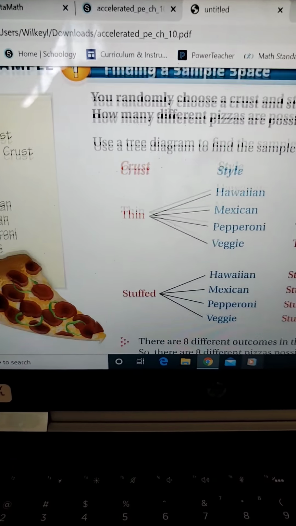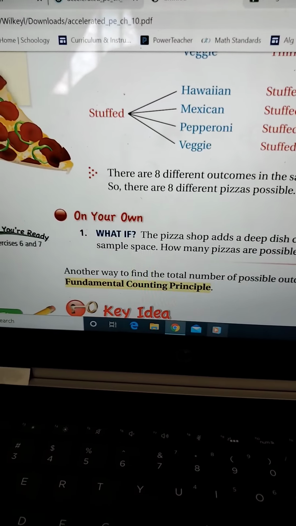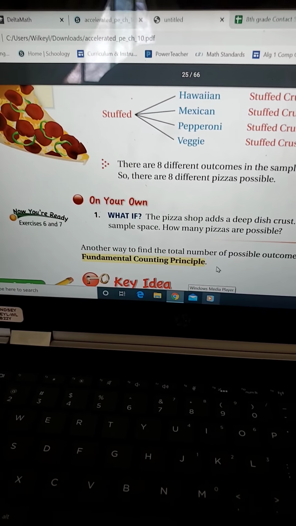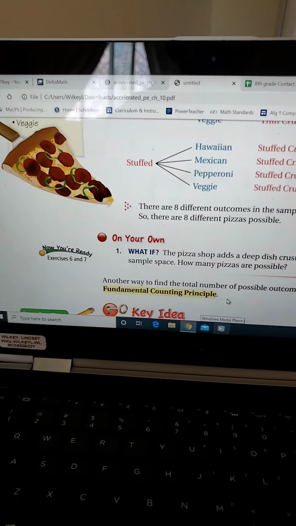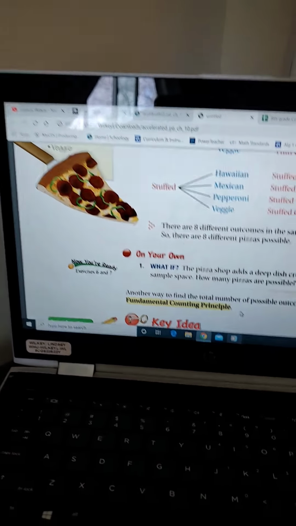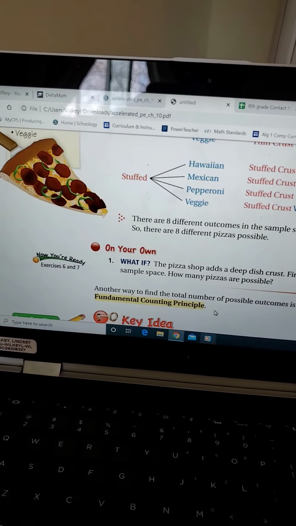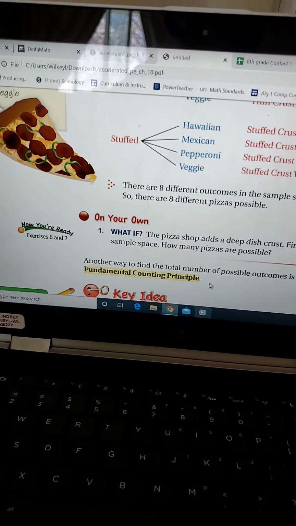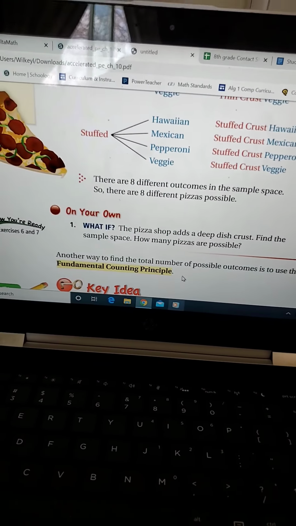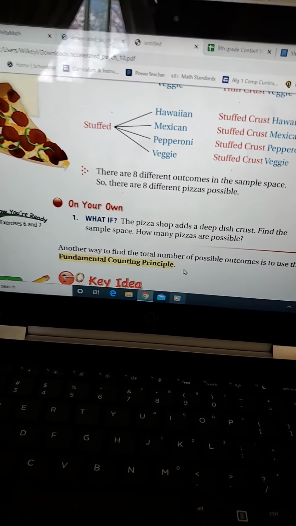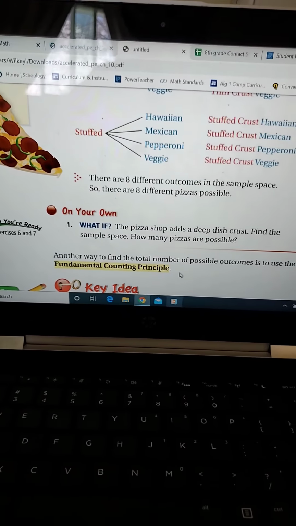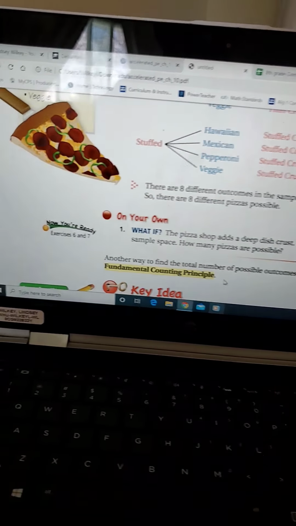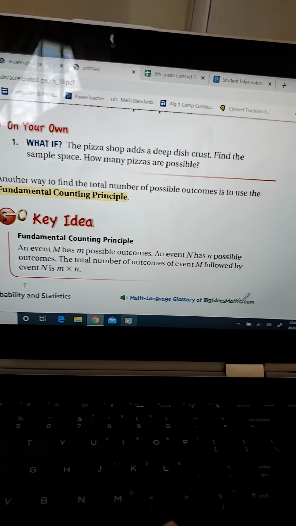This is something called the fundamental counting principle. Another way to find the total number of possible outcomes is to use the fundamental counting principle. For example, say you have 4 pairs of shoes in your closet, 8 sweaters, and 3 pants. Well, how many different outfit combinations do you have? 4 times 3 times 8. You wouldn't have to go through and match them all up. You could just multiply how many options there are, and that's kind of what this says.